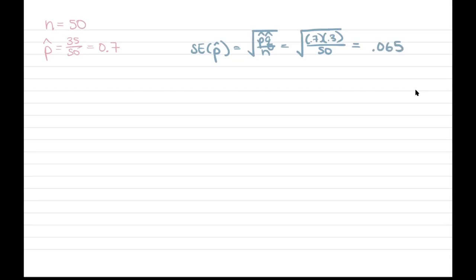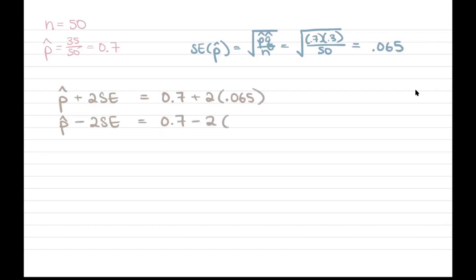All right. So to find the confidence interval, I'm going to do p hat, and I'm going to add 2 standard errors, and then I'm going to subtract 2 standard errors from that p hat. I'm going to reach out 2 standard errors on both sides. So that gets me 0.7 plus 2 times 0.065, 0.7 minus 2 times 0.065, and that gets me 0.83 and 0.57.